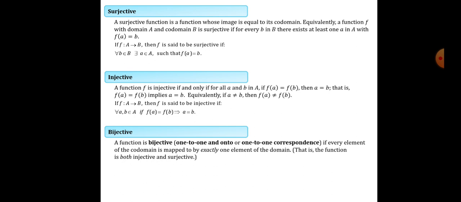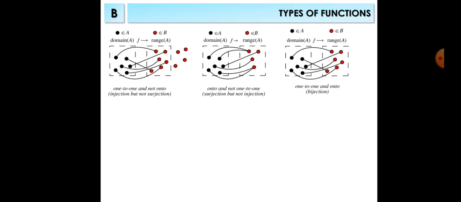If every element of the codomain is mapped to exactly one element of the domain, that means it is onto as well and surjective as well. So it is possible only if the codomain is mapped to exactly one element of the domain, right? Next I am going to show you the graphical representation of surjective and injective functions, right?